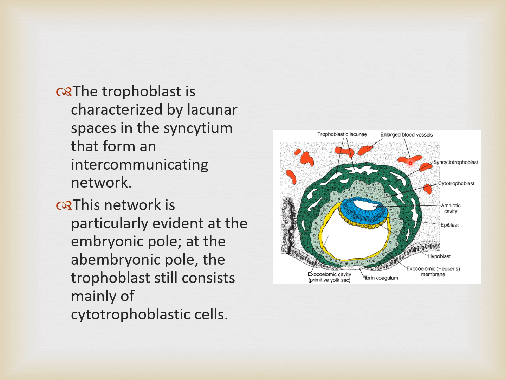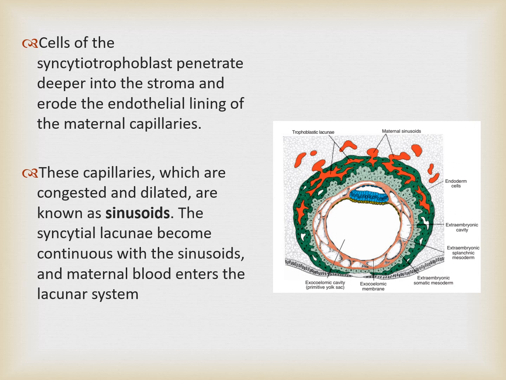Now the trophoblast is characterized by lacunar spaces in its syncytium. These lacunar spaces form an intercommunicating network. These dark green cells are syncytiotrophoblastic cells. They penetrate deep into the stroma of the endometrium and erode the endothelial lining of the maternal capillaries. These capillaries are congested and dilated, and dilated capillaries are known as sinusoids.